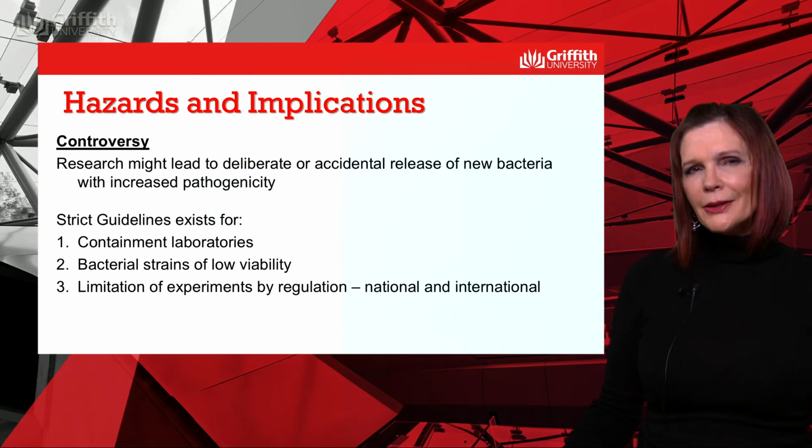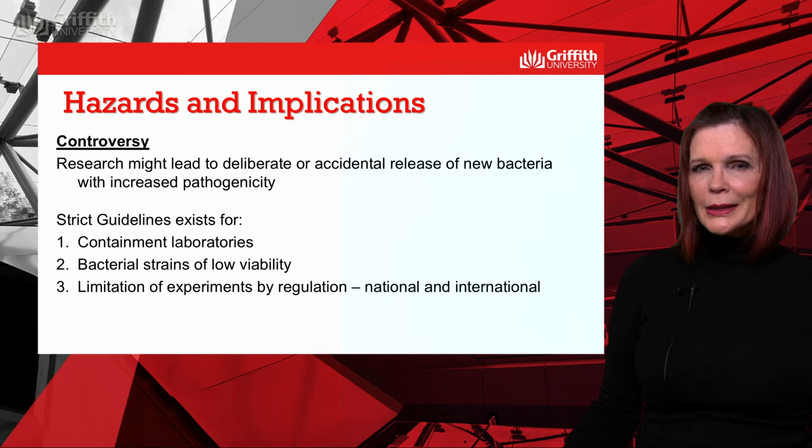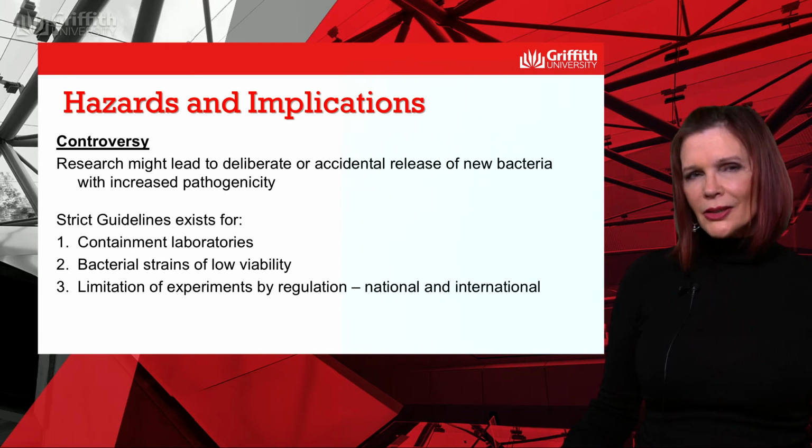Early concerns about the potential danger of recombinant DNA technology focused on the possibility that it might lead to a deliberate or accidental release of new bacteria or viruses with increased pathogenicity. To prevent any such incidents, a set of strict guidelines have been developed that are followed by many countries. These guidelines are to have containment laboratories and strict laboratory procedures to prevent microbes from leaving the laboratory. In addition, the bacterial strain to be used in recombinant DNA experiments should have low viability. And finally, regulations are in place to control and even ban dangerous experiments.